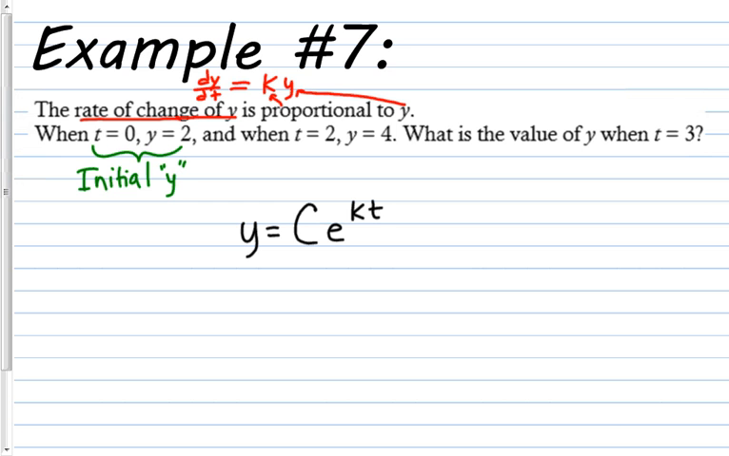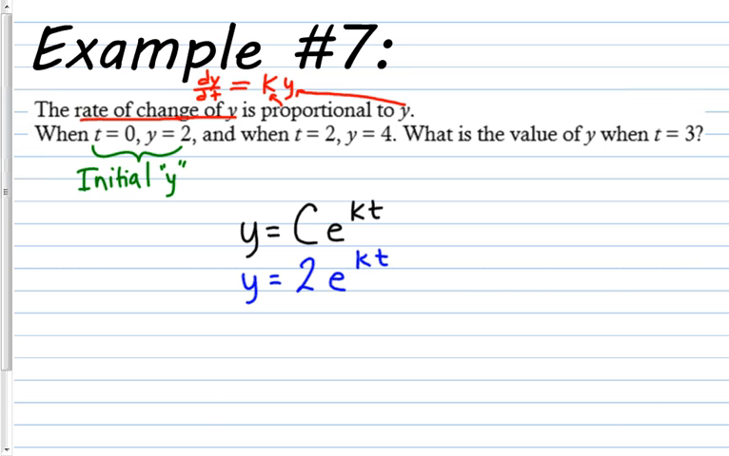And then they're also telling me that when t is 2, y is 4. What is the value of y when t equals 3? Okay, so for my equation, I've got y equals, my initial value is 2, e, oh my gosh, I don't have k, and I don't have t. So then I would actually be finding k.